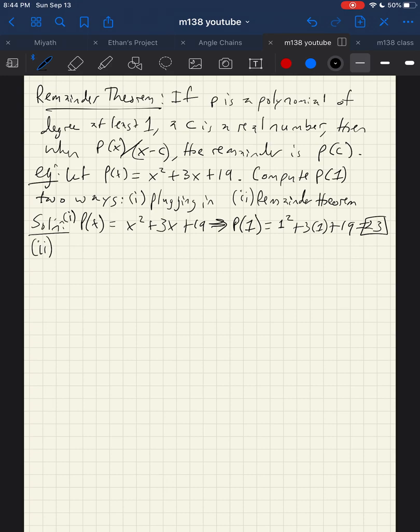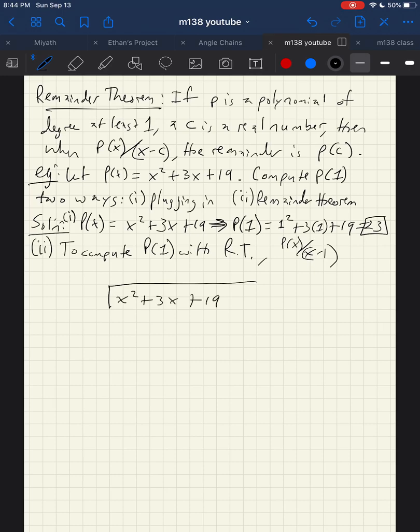So to compute p of 1 with the remainder theorem, I need to divide p of x by x minus 1. So to compute p of c, I need to divide by x minus c. So we write the p of x inside the house, and make sure to leave space above the house. So inside the house, we write x squared plus 3x plus 19, and outside the house, we put x minus 1.